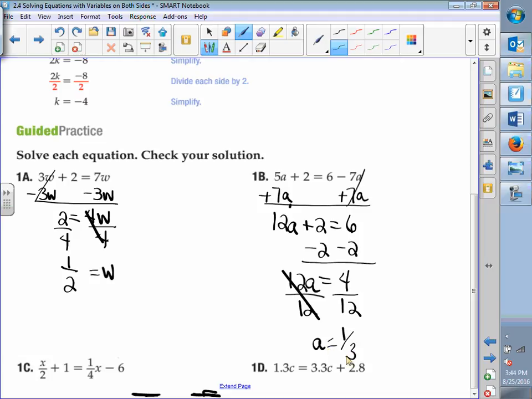And again, I would like for you to not write it as a decimal. I would like for you to keep it as a fraction. Okay?